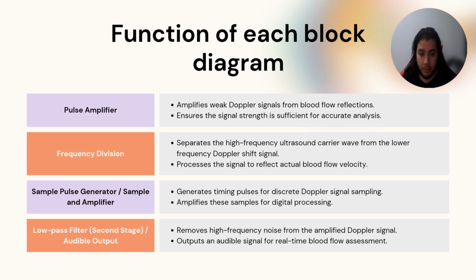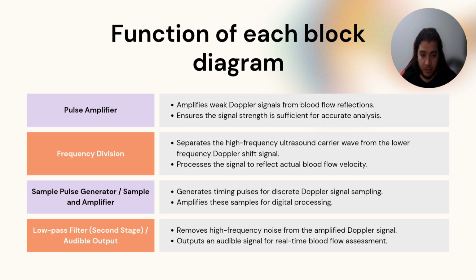Next up, we have the pulse amplifier block, which amplifies the weak Doppler signals received from the blood flow. The Doppler signals, which are produced by the reflection of the ultrasound waves off of moving red blood cells, are typically very weak and require amplification to be processed further. The pulse amplifier ensures that the signal is strong enough to be analyzed accurately.